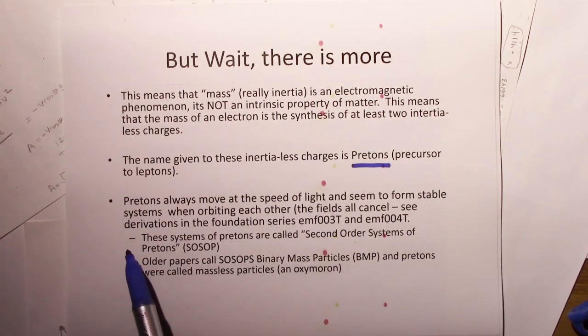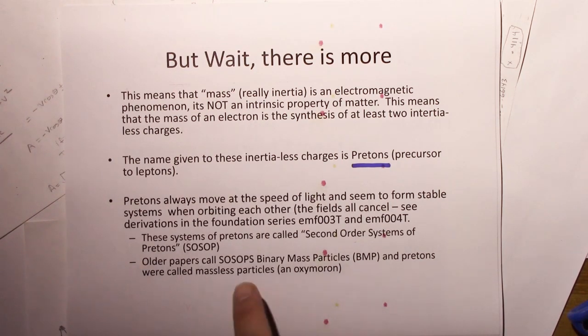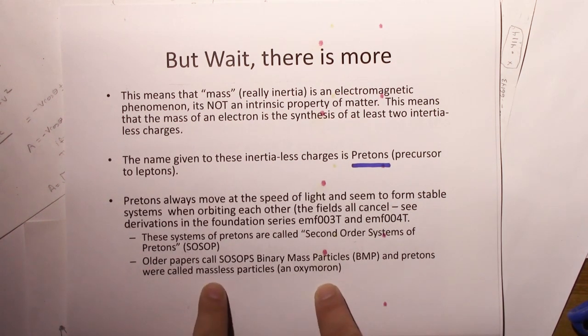You can see the derivations found in these episodes of the Foundation series. And these systems of pretons are called second-order systems of pretons. In the old papers, the second-order systems of pretons were called binary mass particles, and pretons were called massless particles, which is an oxymoron, because massless means you have no quantity. A mass is an expression of quantity. It's never supposed to have been an expression of inertia, but somehow inertia and quantity got confused together only because they were very highly related.